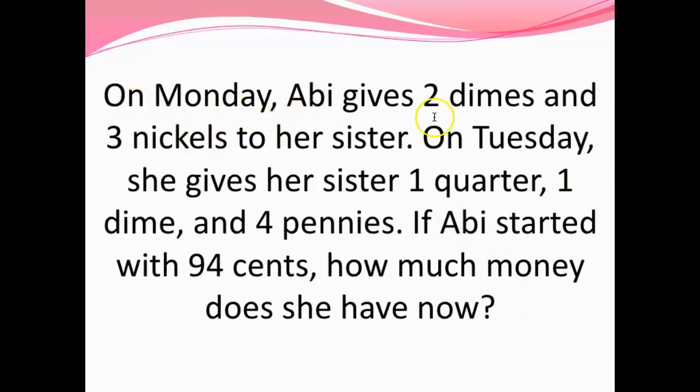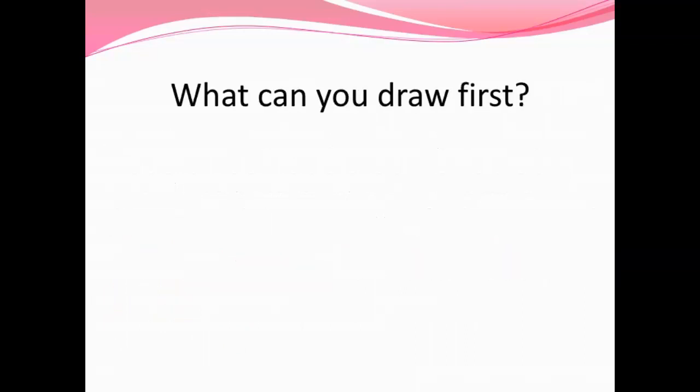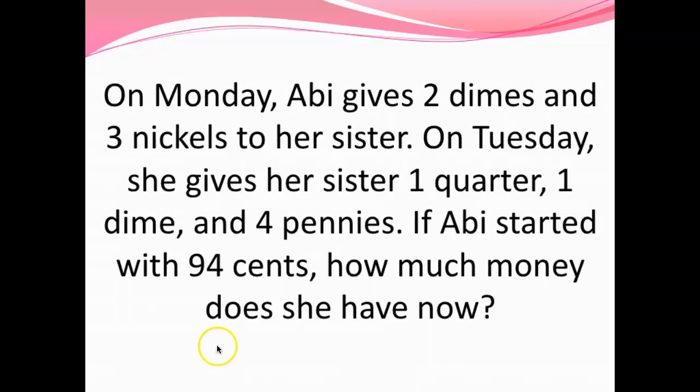On Monday, Abby gives 2 dimes and 3 nickels to her sister. On Tuesday, she gives her sister 1 quarter, 1 dime, and 4 pennies. If Abby started with 94 cents, how much does she have now? So what can you draw first? So going back to the problem, what are you going to draw?